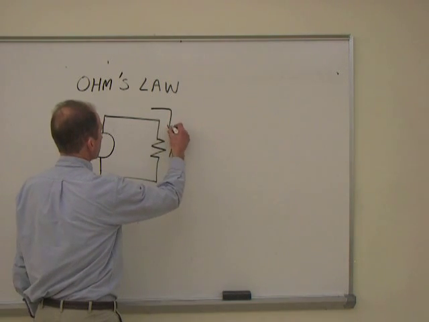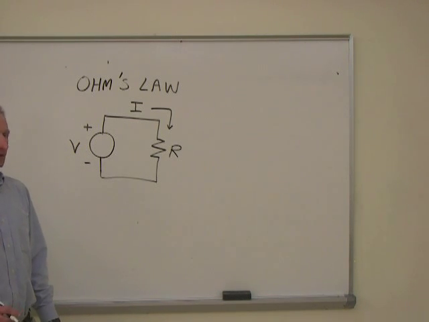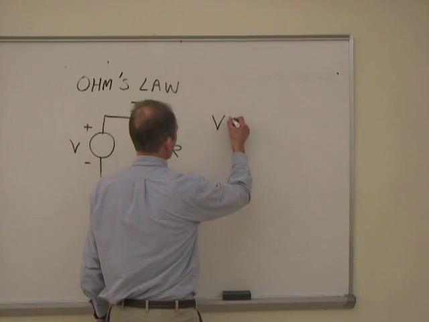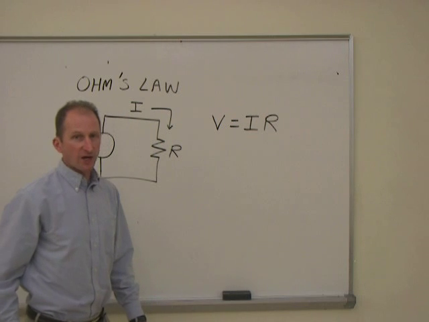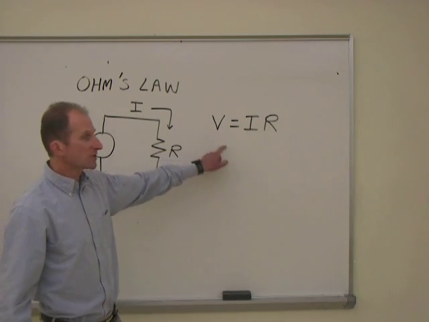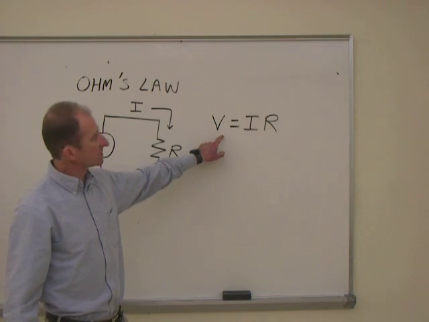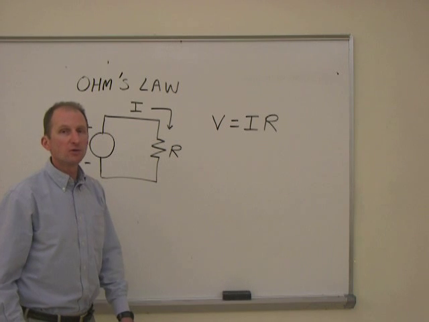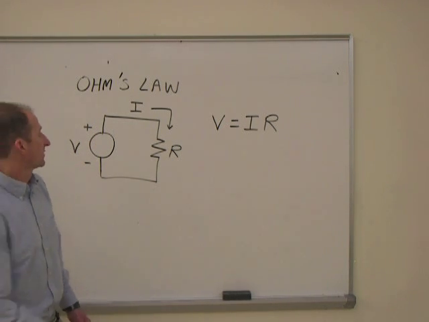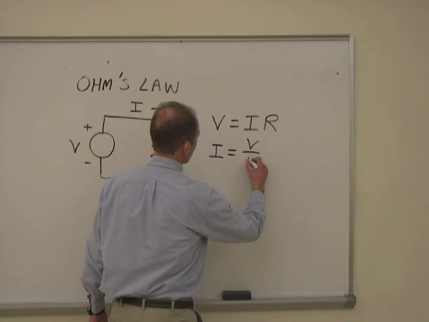If the current flowing in the circuit is I, Ohm's law tells us the relationship between the voltage and the current. And we can write it as V equals IR. The voltage is equal to the current times the resistance, where the voltage is in volts, the current is in amperes, and the resistance is in units of ohms. Or, we could also write I equal V over R.